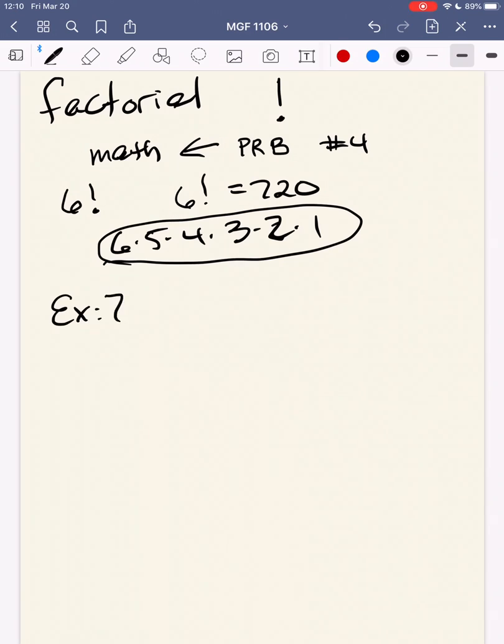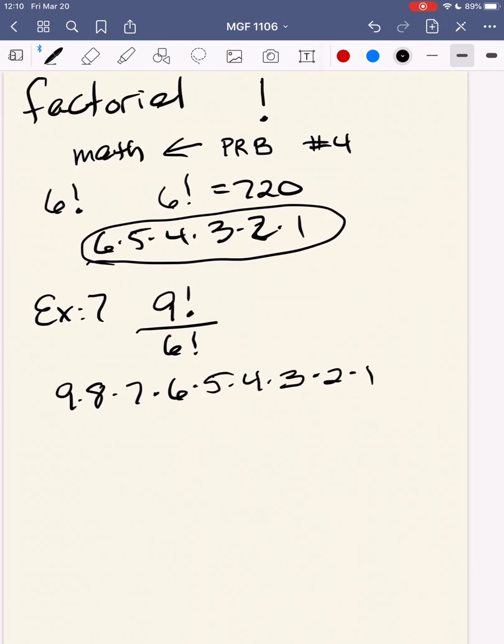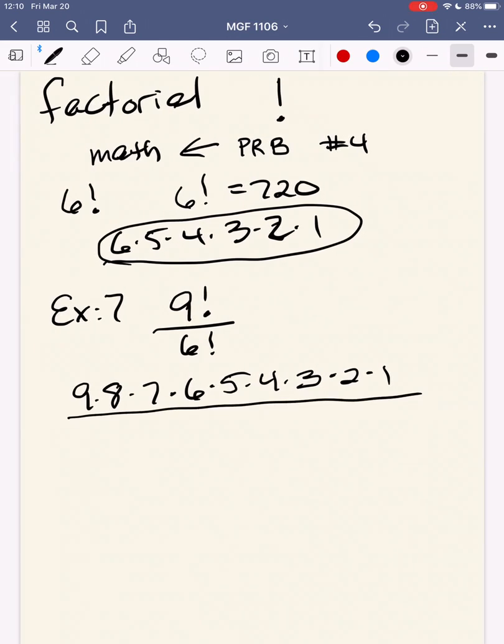All right, and I want to evaluate each expression. So I have 9 factorial over 6 factorial. And I'm going to show you a little trick for those of you that don't have a scientific calculator and can't use the factorial tool. Okay, 9 factorial is 9 times 8 times 7 times 6, and 6, you got 5, 4, 3, 2, and 1. Okay, the denominator is 6 times 5 times 4 times 3 times 2 times 1.